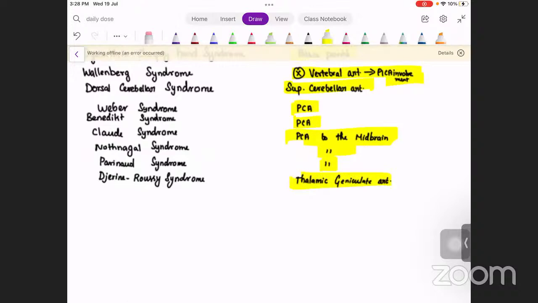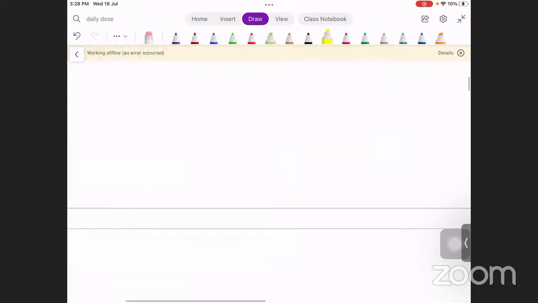These are the ones you may see in terms of the stroke syndromes and the associated localization.